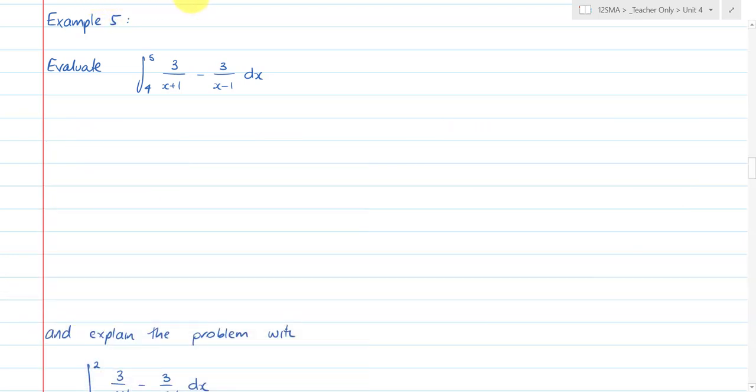So evaluating this integral first of all, hopefully you recognize here that this is simply 3 log of x plus 1 minus 3 log of x minus 1, and it's between 5 and 4. And now we can just do a substitution in. So we get 3 log of 6 minus 3 log of 4.